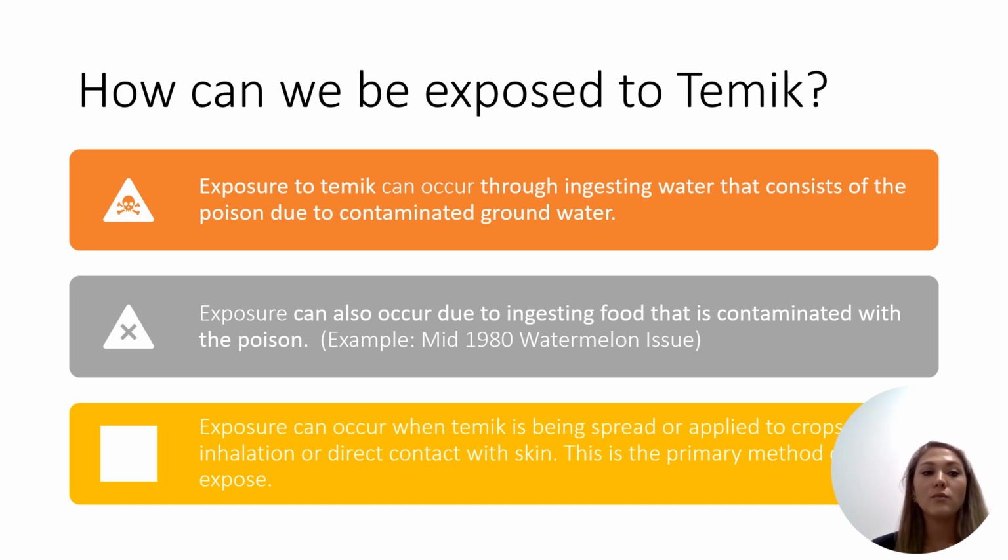Now, the last way that I have listed that we can be exposed to Temik is also the primary method of exposure. And this is being exposed to Temik when it is being spread or applied to crops, through inhalation or direct contact with the skin. With that being said, it is important to mention here that aldicarb, the toxic ingredient within Temik, is absorbed extremely fast, rapidly, through the skin. Its skin toxicity is roughly 1,000 times that of other carbamate pesticides.